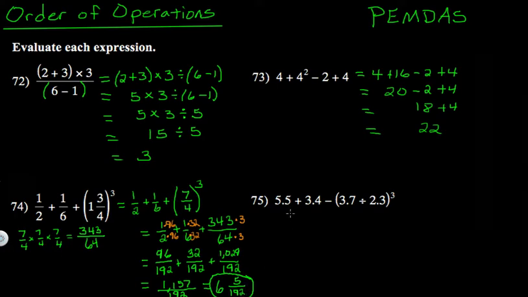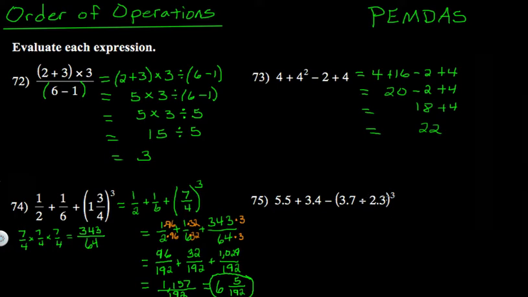All right, last one, dealing with decimals. So PEMDAS tells us the first thing we do is parentheses. So we're going to divide first, 3.7 divided by 2.3, and then we're going to cube that. All right, so here, 3.7 divided by 2.3 does not give us a nice, neat type of number. So what I want to do is cube these numbers first, and then do the division. It doesn't really matter.